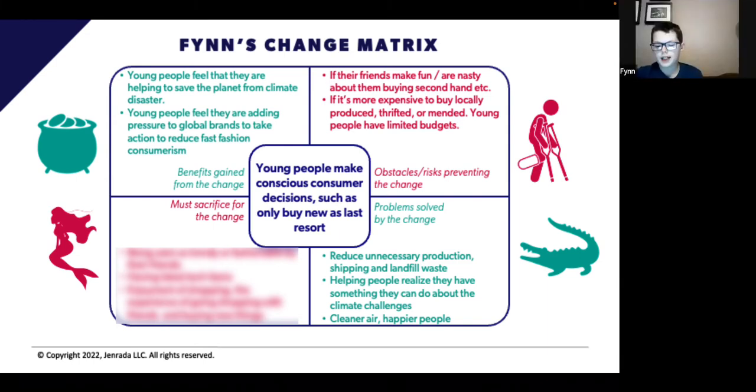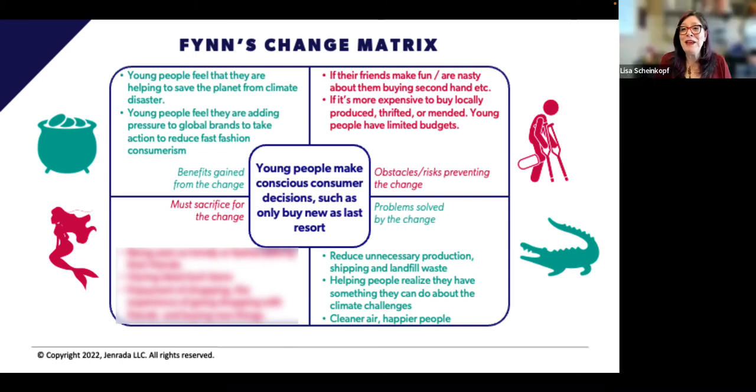So here I've put about how if their friends make fun or are nasty about them buying secondhand, that can be a big problem. We can all imagine scenarios like that, right? You're a young person, your friends start making fun of you, forget about continuing with the change.